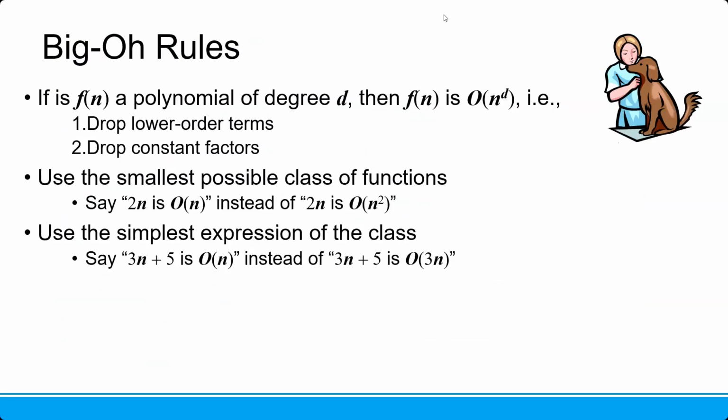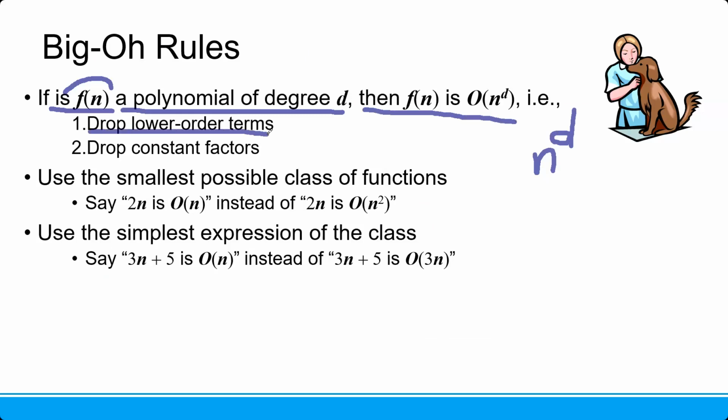So this is the rule. If f(n) is a polynomial of degree d, okay, what is degree d? So we call polynomial with degree d, like this one. Then f(n) is O(n^d). It means we will drop the lower order terms. What are lower order terms?